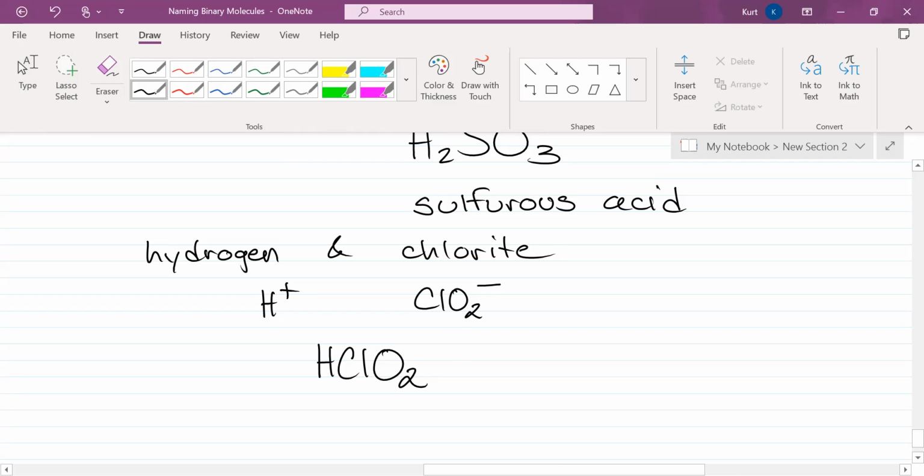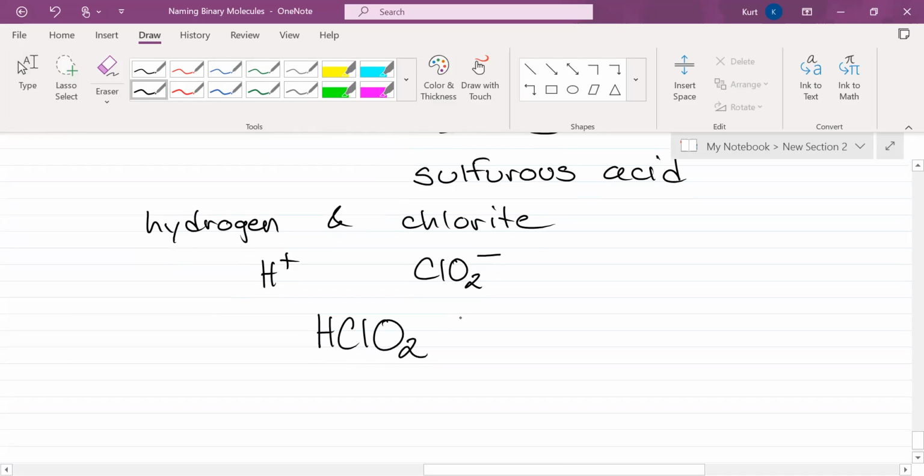Okay. This ends with ITE. So what do you replace ITE with? So it's going to go from chlorite to chlorous acid.